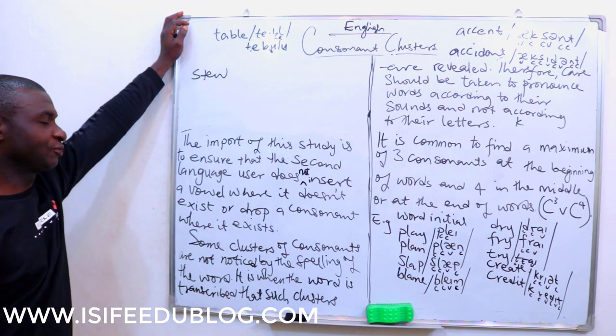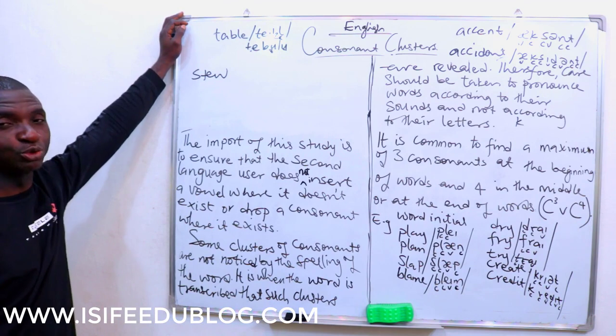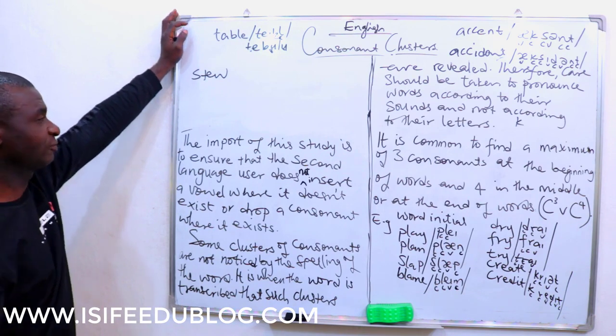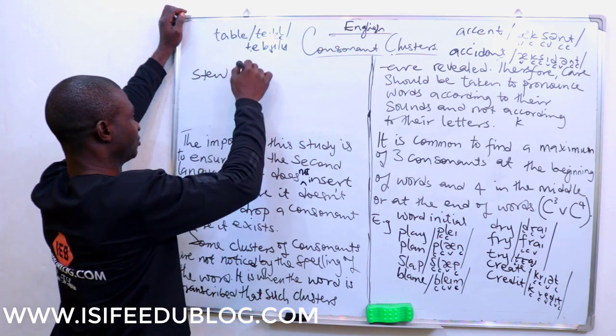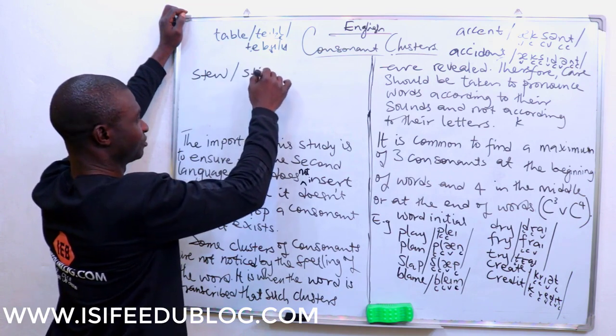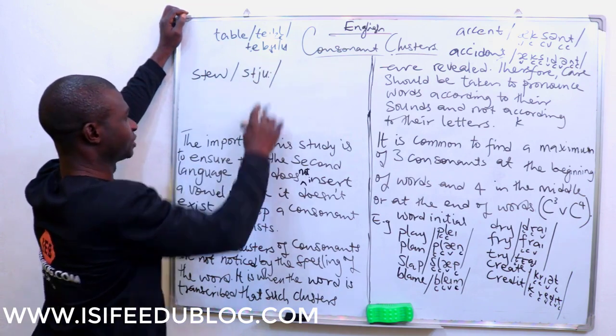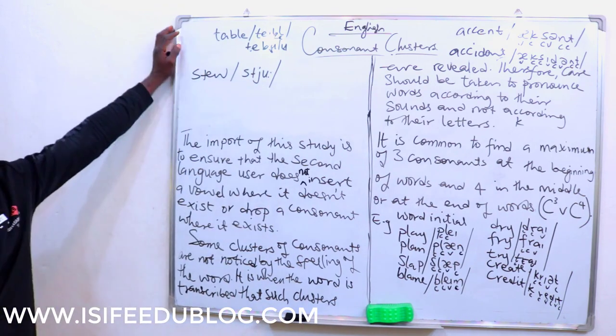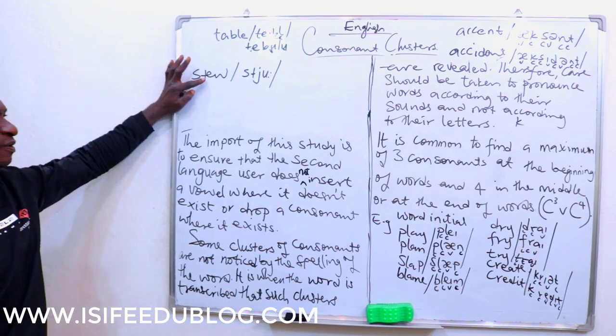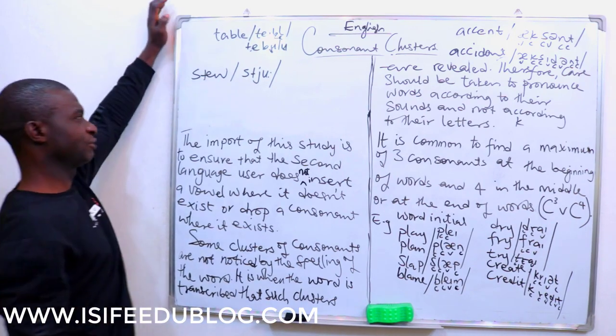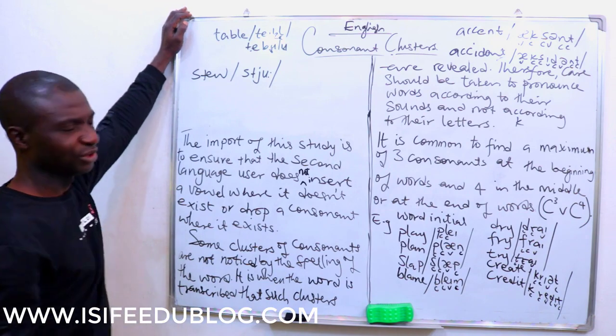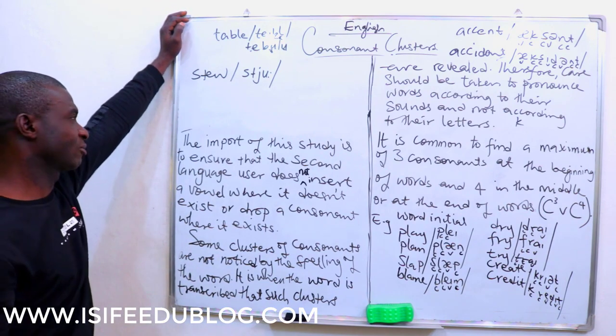S-T-E-W. If you wish, you may say "stew" for your convenience, but the word is stew. So all of a sudden, a Y appears in the transcription. It was not here. This Y and W will give you the U. That's what we're talking about.